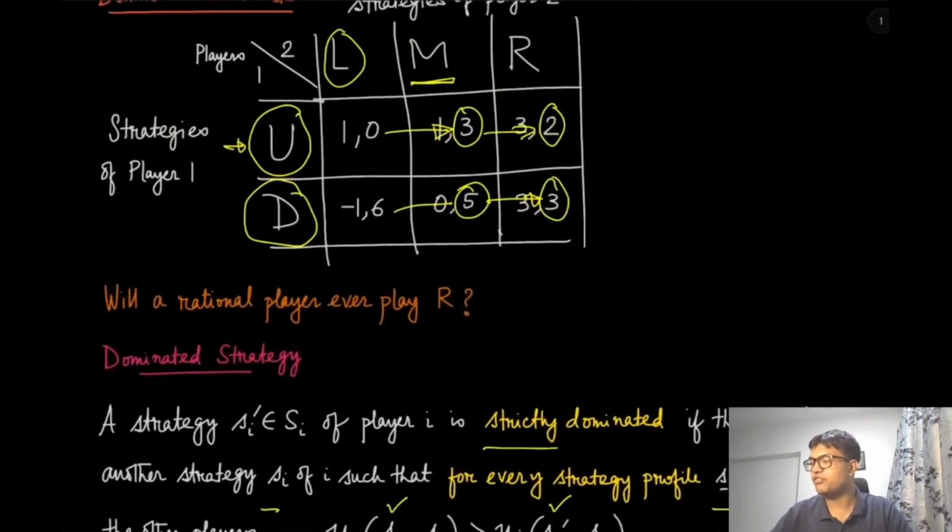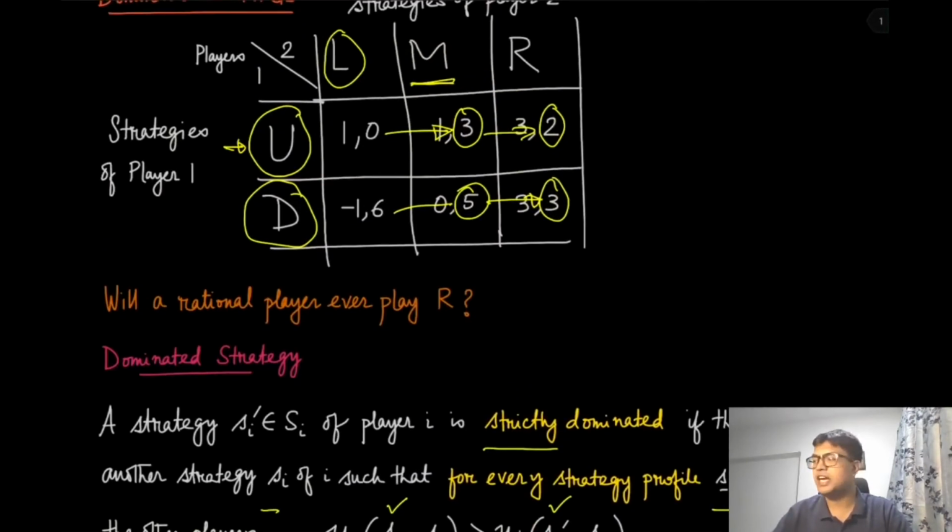So let us come back to this example and try to see which of these strategies are strictly and weakly dominated. Clearly, we can see that for all the S minus i, when we are considering i equal to 2, the second player, then minus i is nothing but player 1. And for all possible strategies, for all S minus i, which can take the values U and D, we can see that the utility at M for player 2 is strictly better than R. So M strictly dominates R. So in some sense, R is strictly dominated.